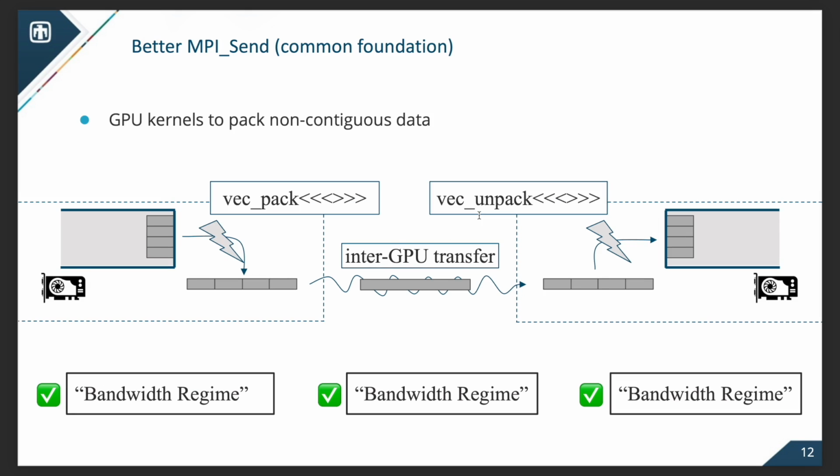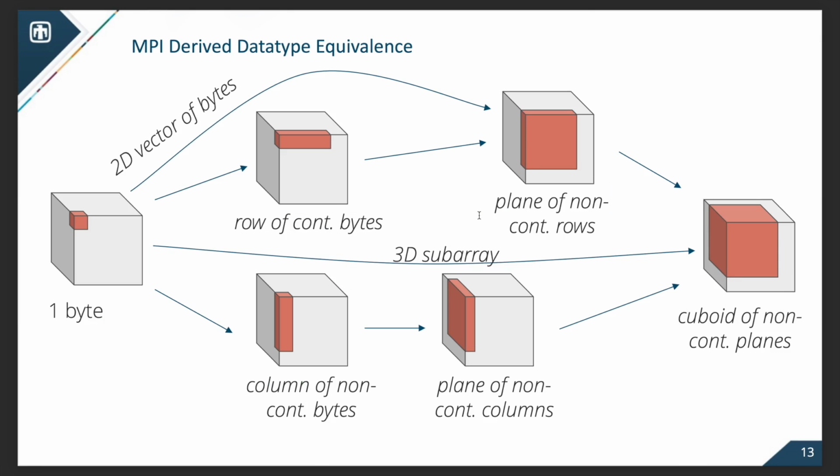So what many MPI implementations do to correct this problem is, instead of launching many small operations to handle the non-contiguous data on the pack and unpack side, they launch a single larger operation that's accelerated by the GPU's compute to pack and unpack the data. And then we're solidly in the bandwidth regime for all of these operations. This is also the foundation of how TEMPI works.